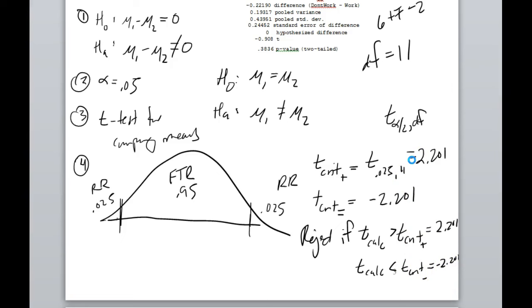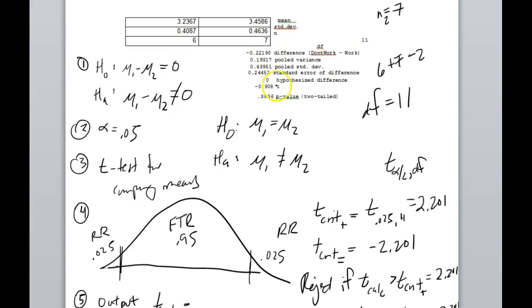I'm running out of space here, but I'm determined to get this in on one piece of paper. So, yeah. Okay, so 5 is when we calculate stuff. The good thing is all of the calculations have been done for us, right? We have a bunch of output, so we don't actually need to calculate any stuff. So we'll just say output. And so then we'll just say what our t calc is. So our t calc is what? Let's go up here. Our output has established that our t-value is negative 0.908.